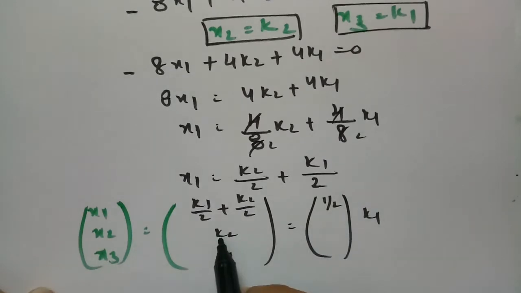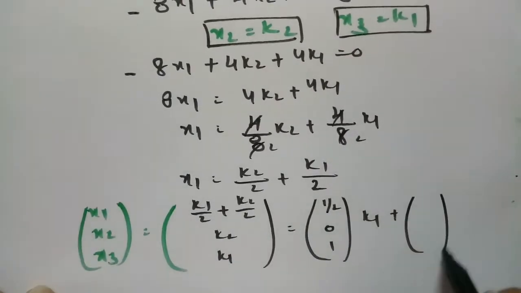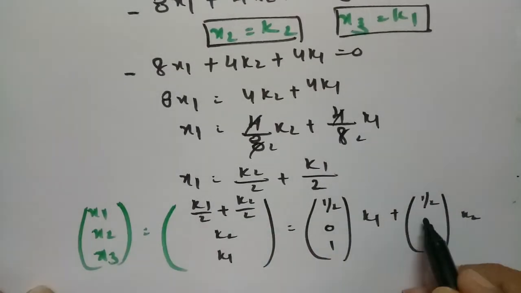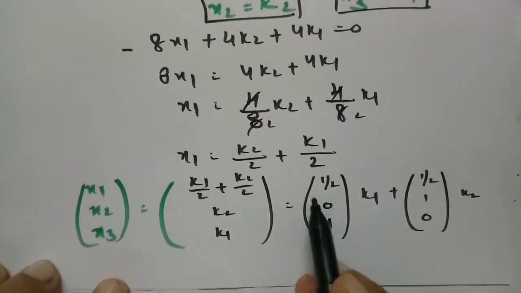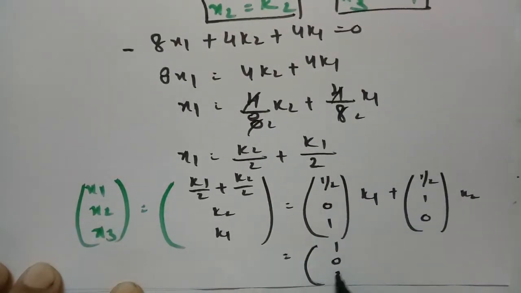So k1, there is no k1 here, 0, and this is 1 plus. So if I take k2 common, then see k2, so this will be half. K2 is 1 and this is 0. So if I multiply with 2, so 2 by 2, this is 1, 0, 2.